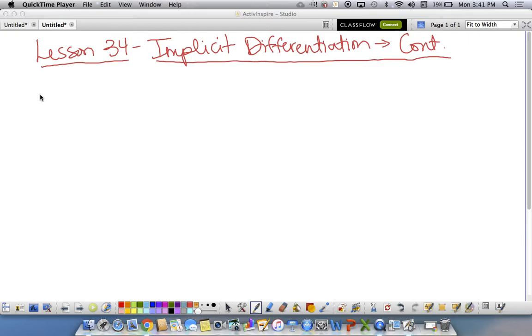So here we go. Next example. If we have x squared y minus y e to the x equals cosine x, can you find dy dx? Find the derivative. Okay, and if we did not have implicit differentiation, this would almost be impossible for us.